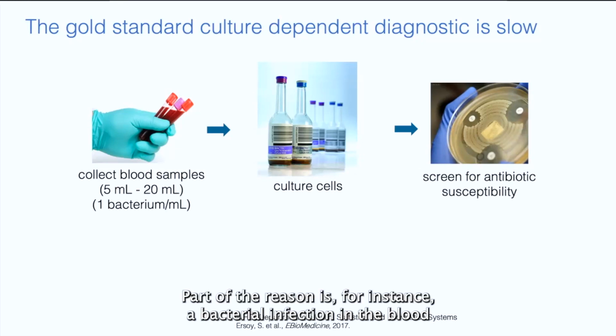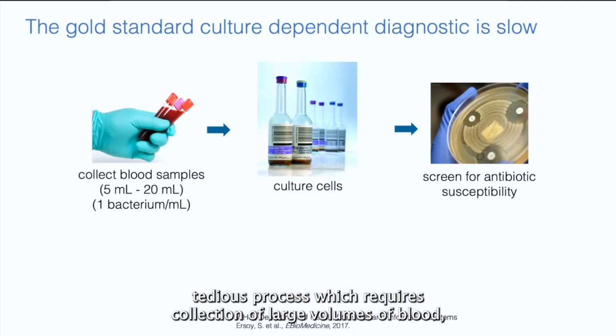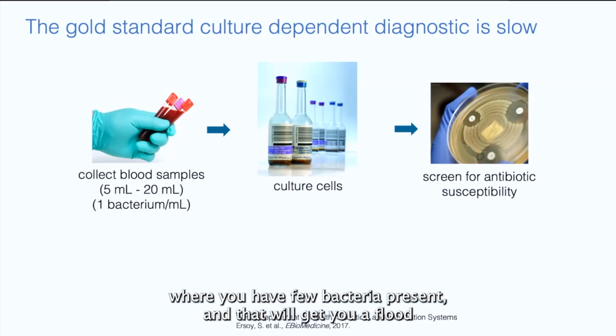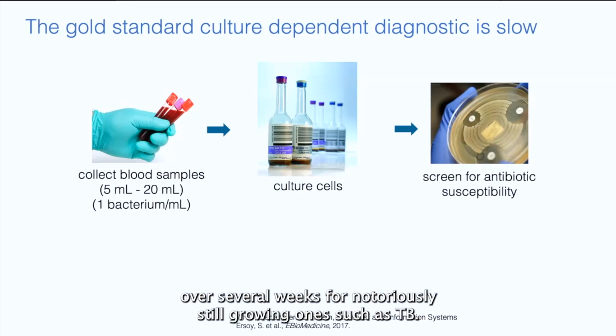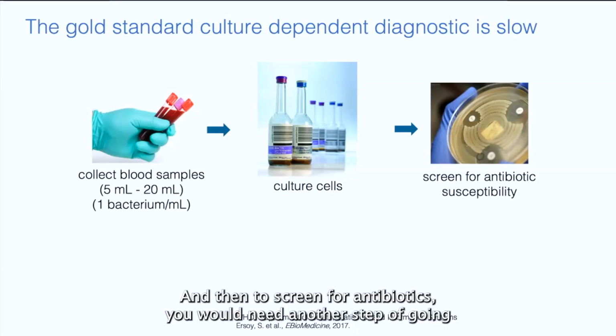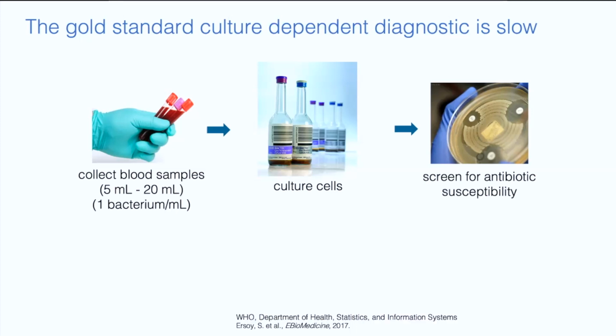Part of the reason is, for instance, a bacterial infection in the blood is diagnosed with a long, tedious process, which requires collection of large volumes of blood, where you have few bacteria present in the milliliter of blood, requiring you to culture it over a few days for some bacteria, over several weeks for notoriously slow-growing ones, such as TB. And then to screen for antibiotics, you would need another step of co-incubating with an antibiotic type and looking at the growth of the bacteria.